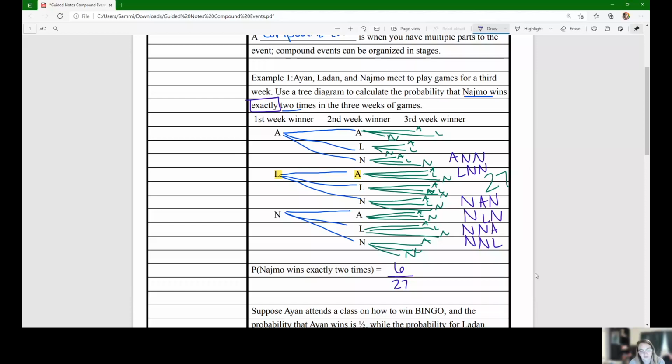So you can simplify this fraction to be 2 out of 9. And then we can write that as a decimal, 0.2 repeating or 22.2 repeating %. So that's kind of how we work with tree diagrams. List every single possibility, find the possibilities that meet the criteria, and then write it as a fraction. And then from the fraction, you can do a decimal and %.